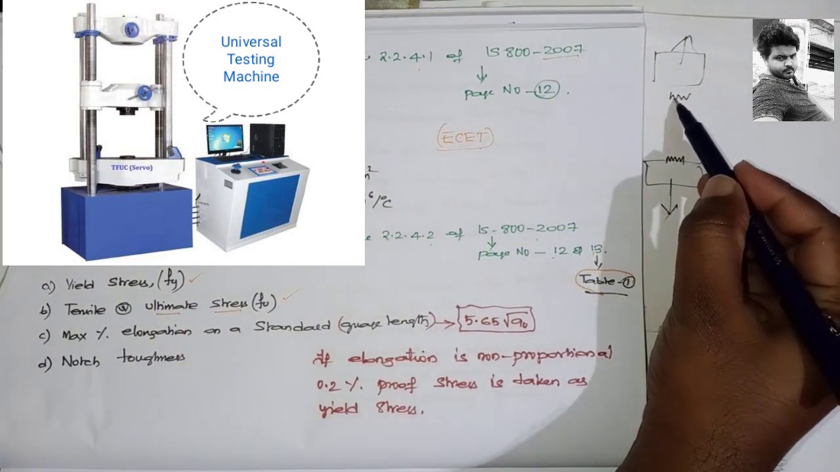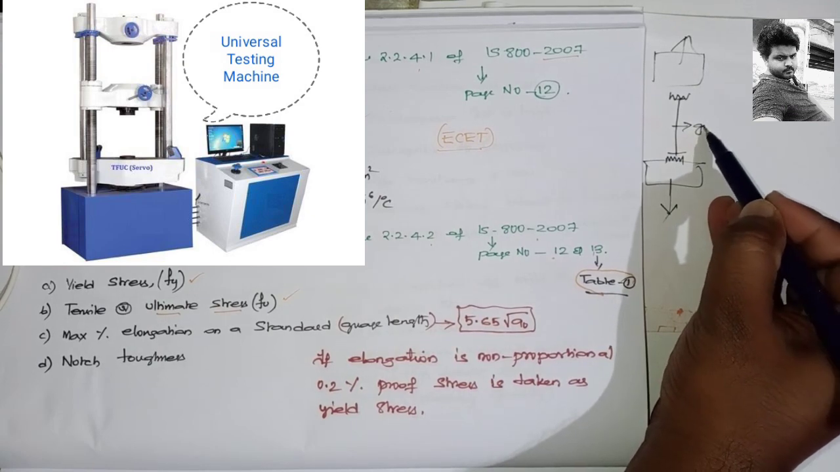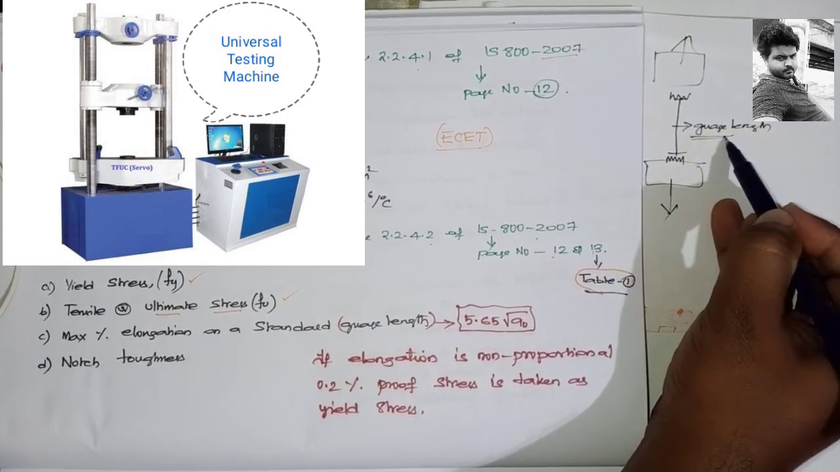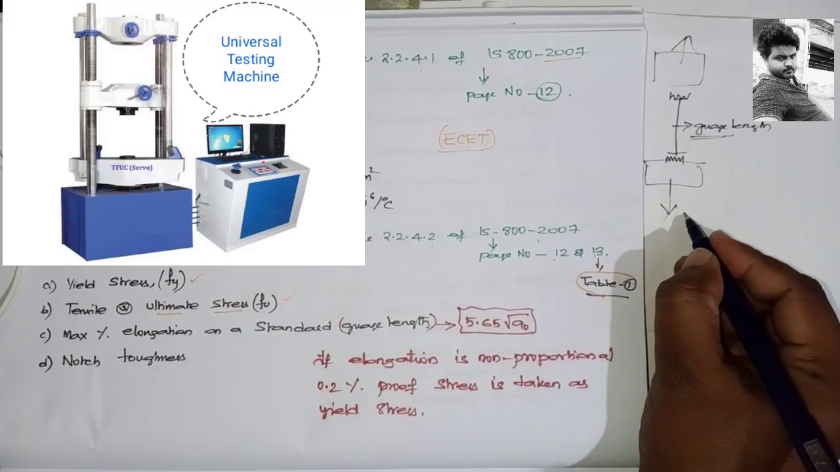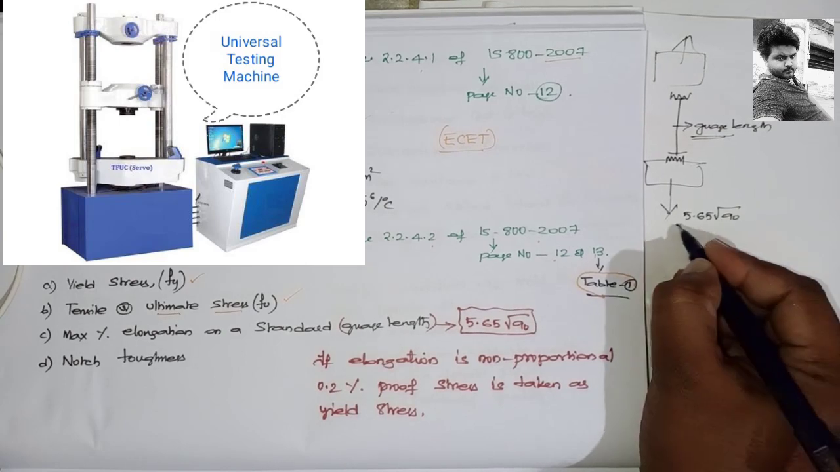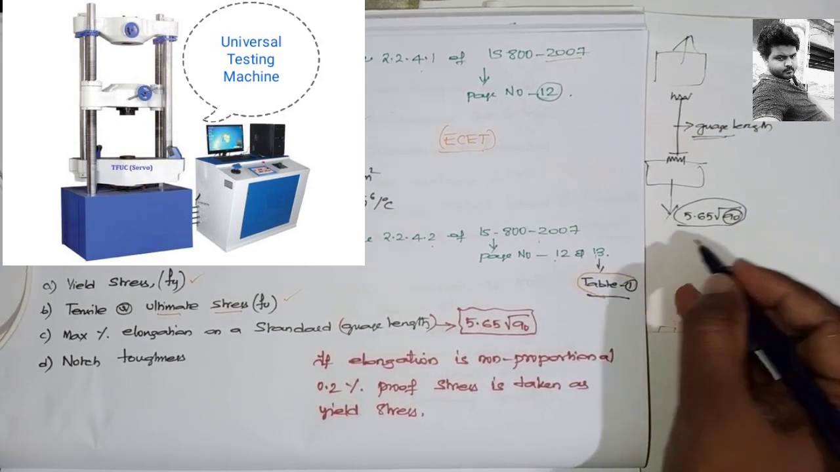Now, the length between them we call what? Gauge length. How to calculate this gauge length? There is a formula: 5.65 root of A naught. What is this A naught? It is the area of the specimen you are taking.